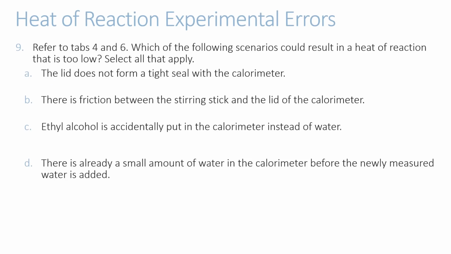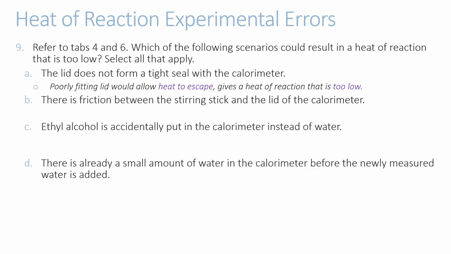Question 9, refer to tabs 4 and 6. Which of the following could result in a heat of reaction that is too low? Select all that apply. So there's probably going to be more than one correct answer here. The first choice, the lid does not form a tight seal with the calorimeter. So what that means is that we're going to have heat loss because of that poorly fitting lid. So some of that heat gets lost instead of changing the temperature of the water in the calorimeter. So we end up calculating a heat of reaction that's too low.